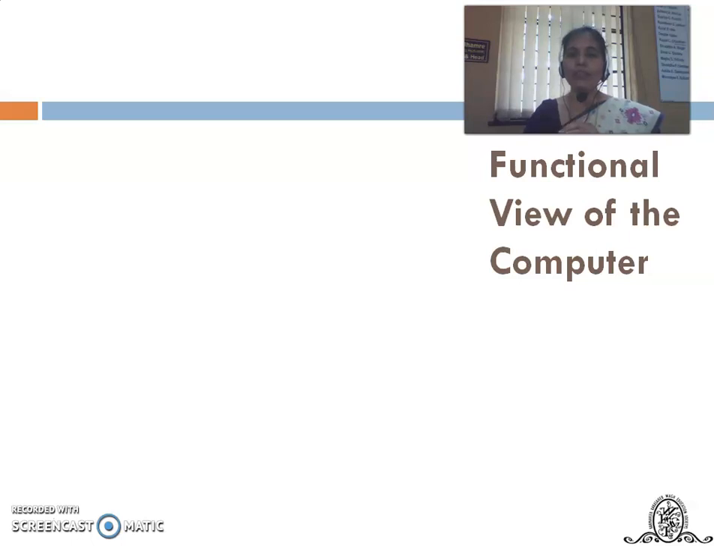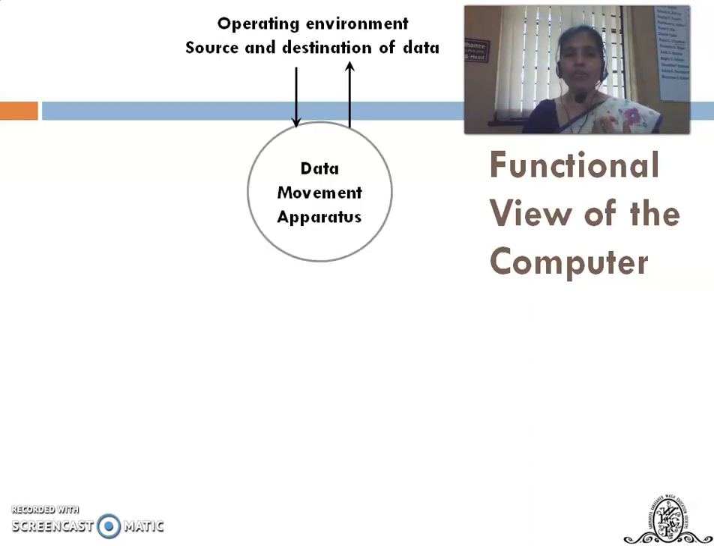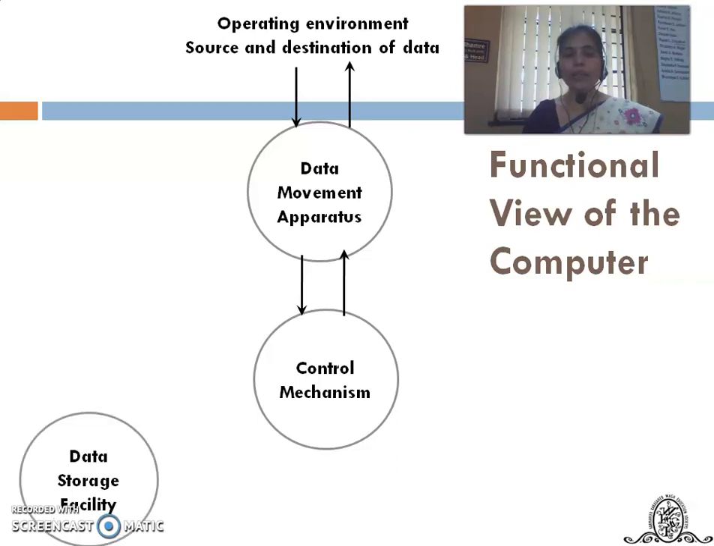Let us now look at the functional view of a computer system. Whenever we have to perform a certain operation, the data will come from the operating environment, and therefore the environment will be the source as well as the destination of the data. To move this data, we require a data movement apparatus. To control this movement, we require what is called the control mechanism.